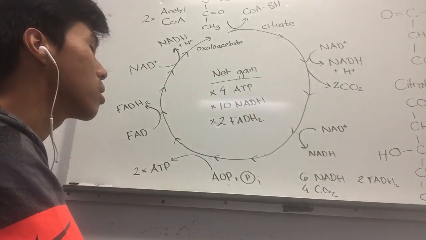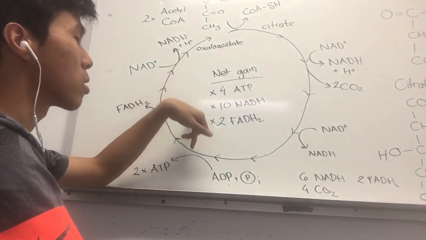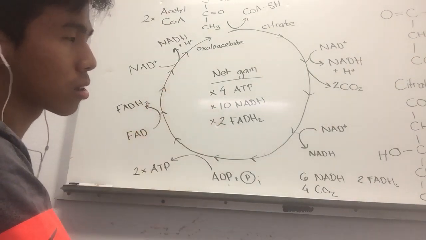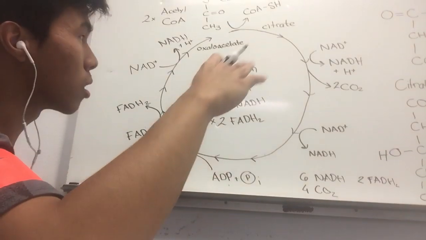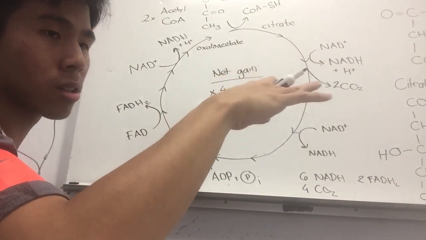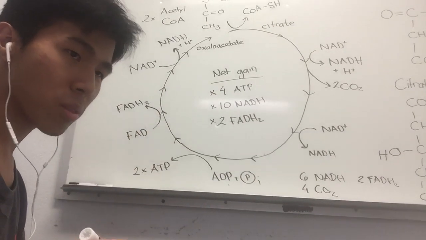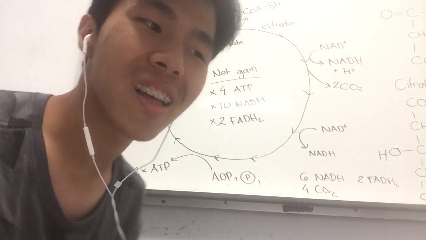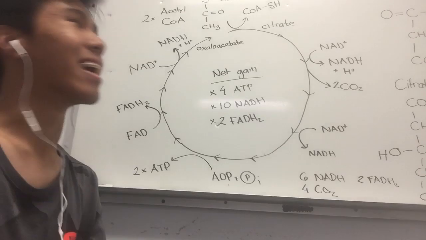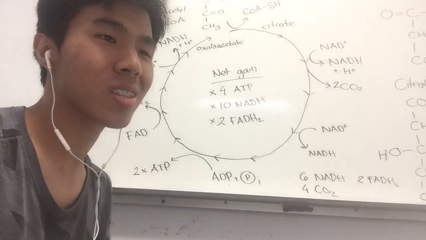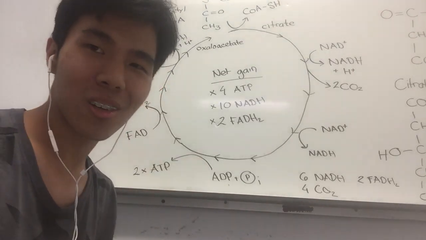So this is our products so far, and later on we're going to make a lot more ATP in the next process, which is oxidative phosphorylation. And that sums up the citric acid cycle. Hope that helps.